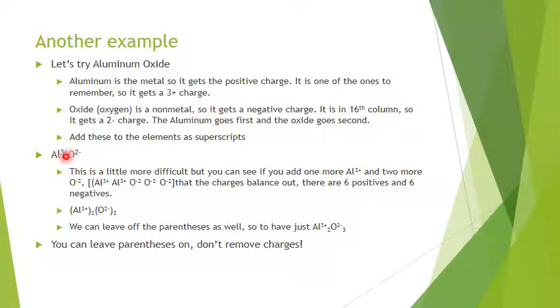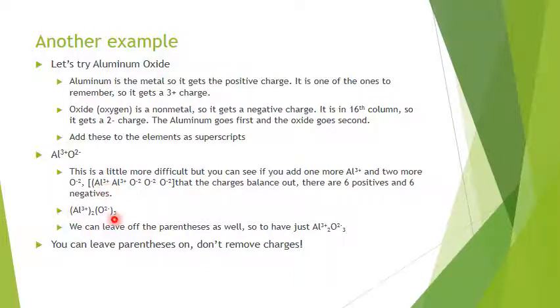So aluminum goes first and the oxygen second. So we have our Al3+ and O2 minus. Now this one's a little bit more difficult. You can't just add 1 to figure this out, because if you add another O here, it's still not 3. So you have to manipulate it a bit. What you end up having to do is have 2 Al3+ and 3 O2 minus. Now the charges balance out. You have 6 pluses and 6 minuses.